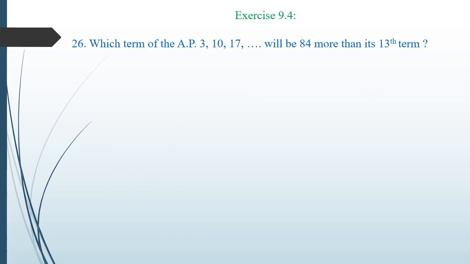Next question is question number 26. Which term of the AP 3, 10, 17 and so on will be 84 more than its 13th term? Again, a little tricky question. Let us break down this statement and try to understand. Given AP is nothing but 3, 10, 17 and so on. Here first term A or A1 is equal to 3. AN is equal to, what he is asking is which term of this AP will be 84 more than its 13th term, means AN is equal to 84 plus A13.